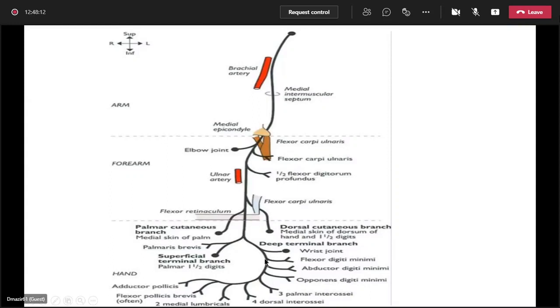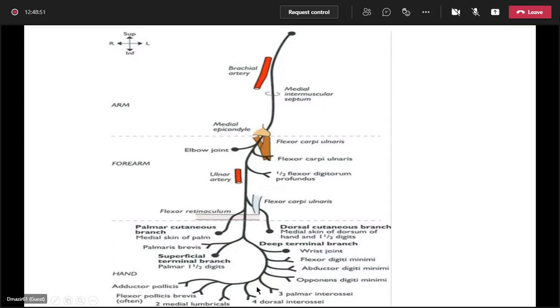and it goes to supply the muscles of the hand, which are the intrinsic muscles mainly. So there will be a dorsal cutaneous branch, a palmar cutaneous branch, and the deep branches, which are supplying initially the wrist joint, then the flexor digiti minimi, abductor digiti minimi, and opponens digiti minimi of the hypothenar. So the three muscles of the hypothenar eminence are supplied by the deep terminal branch of the ulnar nerve.